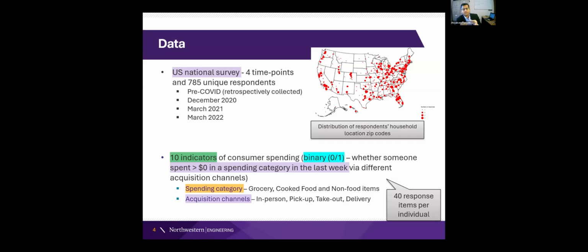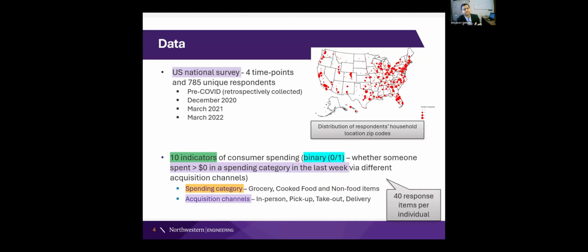In this study, we are using data from 4 different time points. We have data pre-COVID, on what some of the choices people were making pre-COVID were. We have data from December of 2020, which is pretty early in the pandemic. We have data in March 2021, and then we have data 1 year after March 2021, which is March of 2022. And we have 10 different indicators of consumer spending.